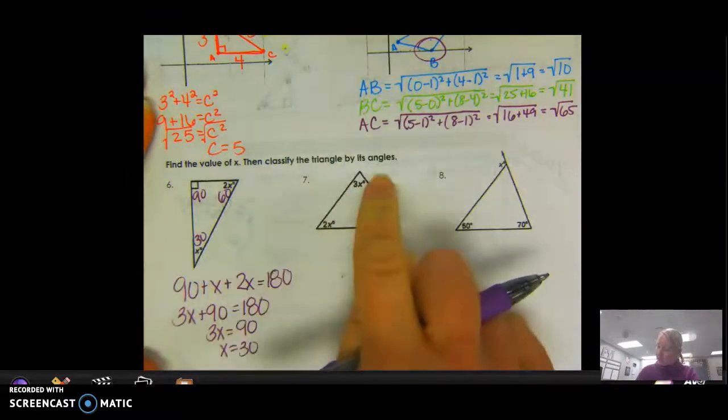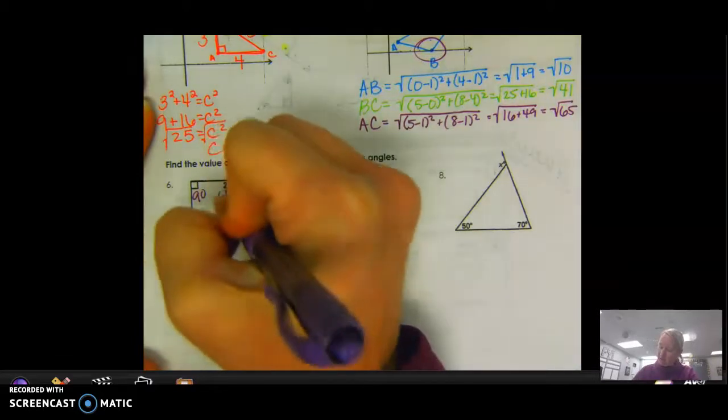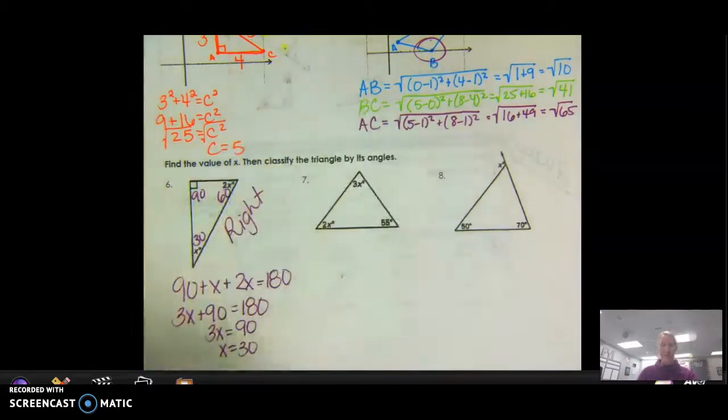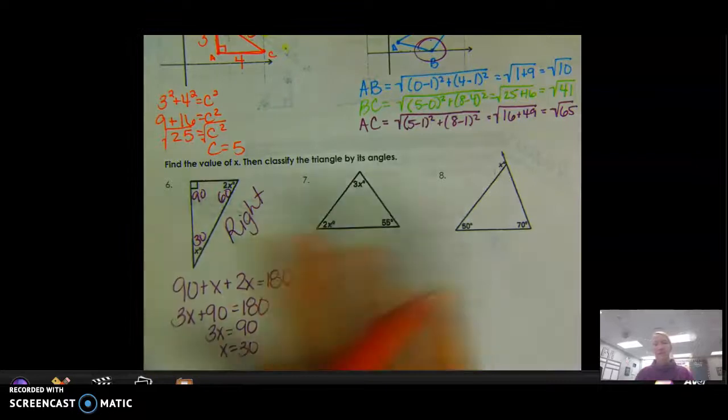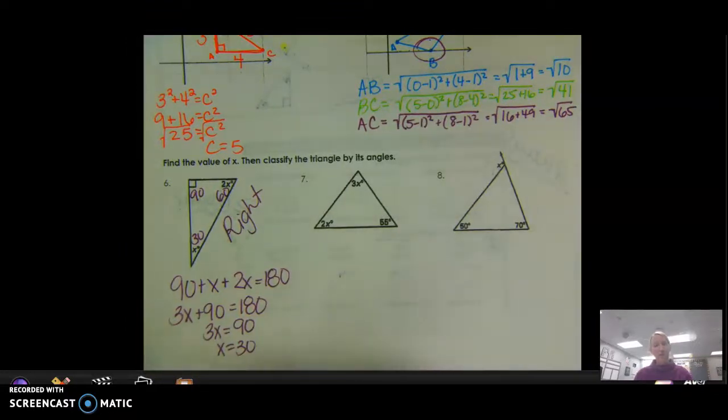And then it says classify by its angle. So this is a right triangle because I have a 90-degree angle. Go ahead and pause me and try 7 and 8 on your own, and then unpause me when you're done, and I'm going to pause also.